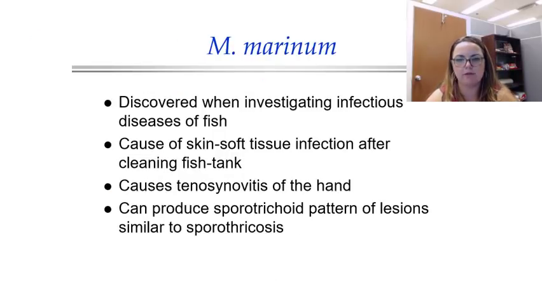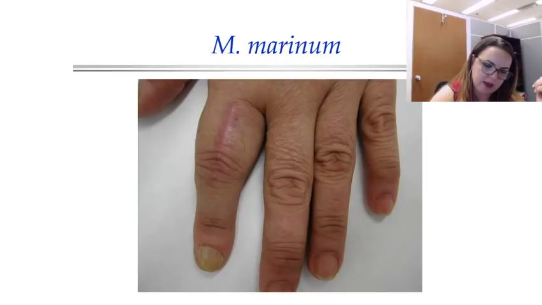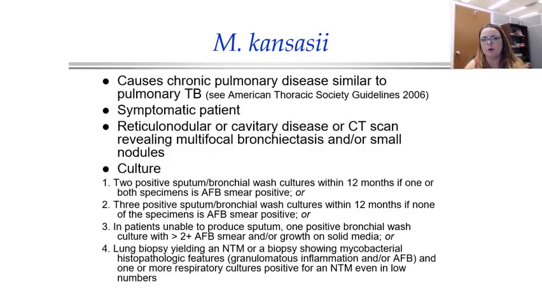Okay, so M. marinum. M. marinum is typically found in water, as the name would suggest. We typically associate these with fish tank granulomas. Patients get them literally cleaning out their fish tanks. You can see a pattern that's similar to sporotrichosis, which kind of looks like a marching band of spots up the arm or leg where the infection started. So this is an example of a patient with M. marinum as it's moving its way up on a patient.